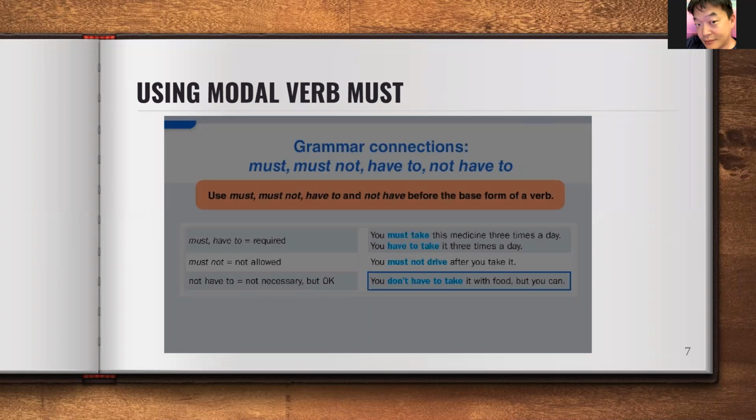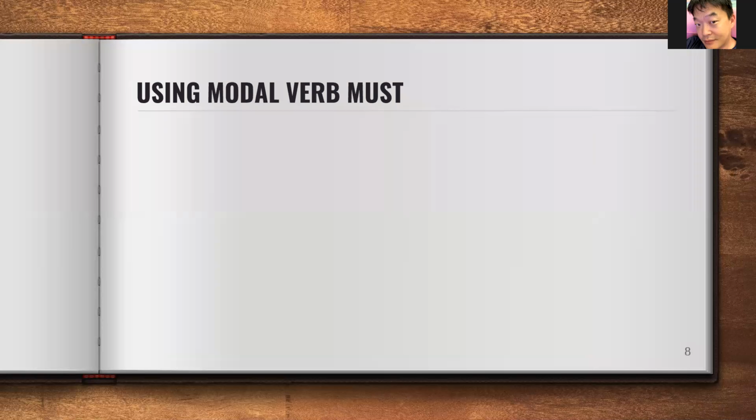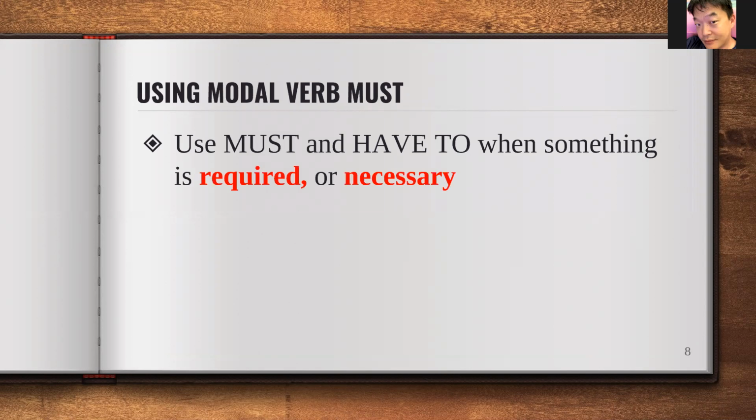Okay, so let's go here. So when you use must, you can also use have to in the same way. Okay, so I just want you to understand that must and have to, you use them when something is required or necessary. They both mean the same thing, okay? So you can say, you must drink water, or you have to drink water.